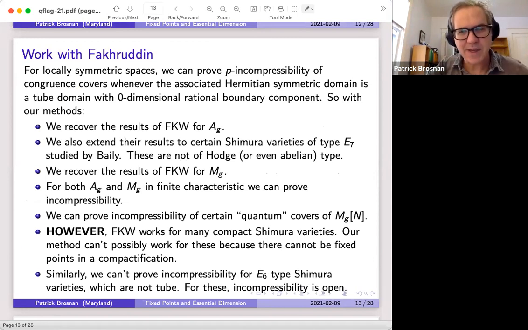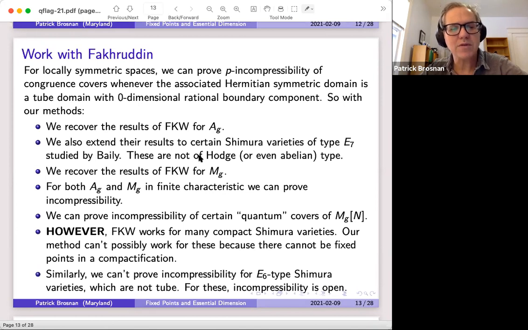For locally symmetric spaces, I'm using that term synonymously with Shimura varieties, even though that's wrong, but it's approximately right. For locally symmetric spaces, we prove p-incompressibility of congruence covers whenever the associated Hermitian symmetric domain is a tube domain with zero-dimensional rational boundary components. So that's where we win. With our methods, we recover the results of FKW for AG. It's because the Siegel upper half space, the Hermitian symmetric domain associated to AG, is a tube domain and it has rational boundary components.